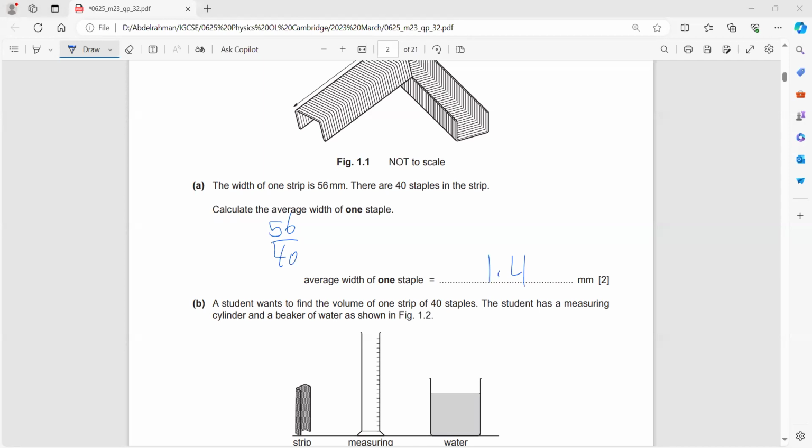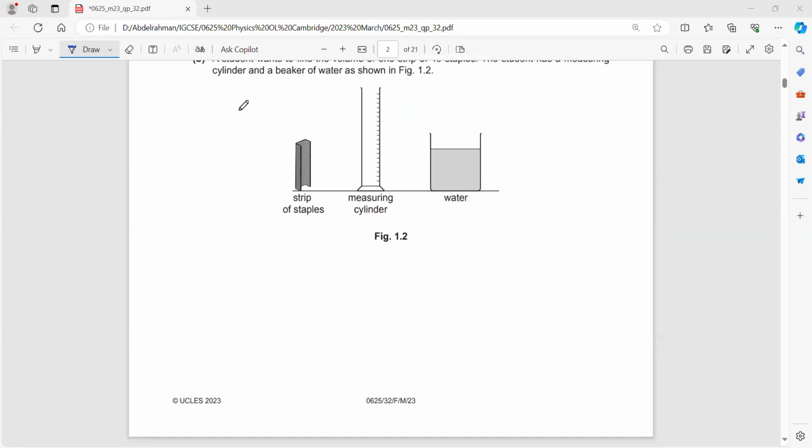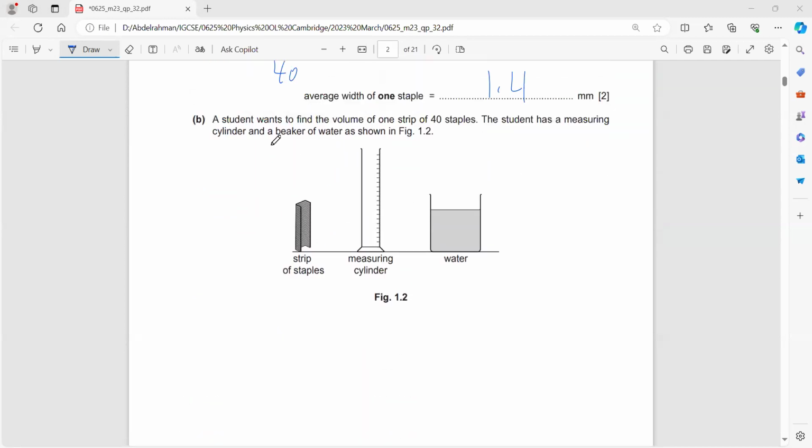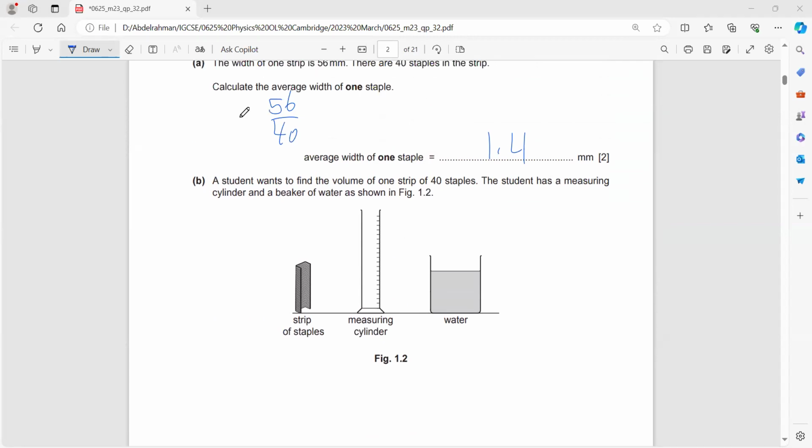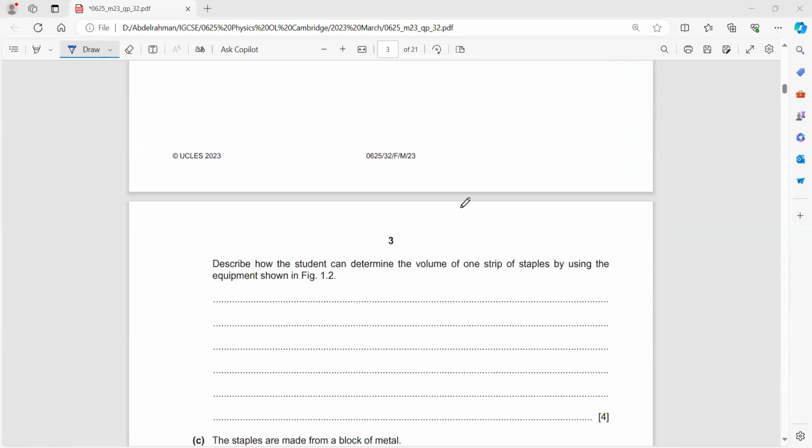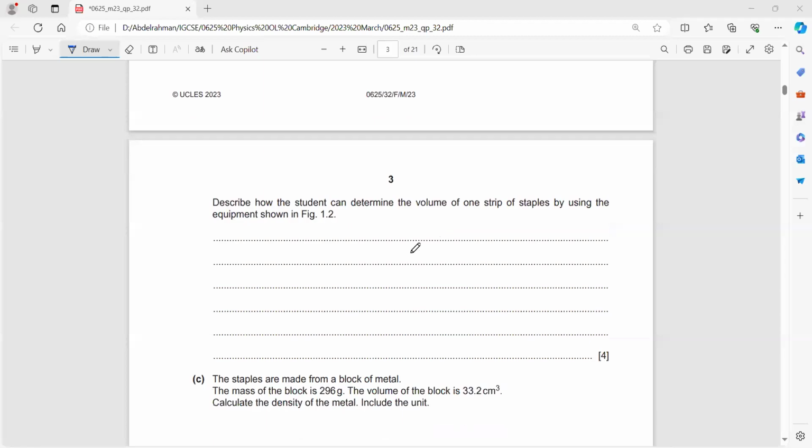1.4 millimeters. Question 2. I have strips of staples. I have a measuring cylinder. I have some water. Describe how the student can determine the volume of one strip of staples. How can I find the volume of one strip of staples by using the equipment above? That's quite easy. Now we know how to find the volume.